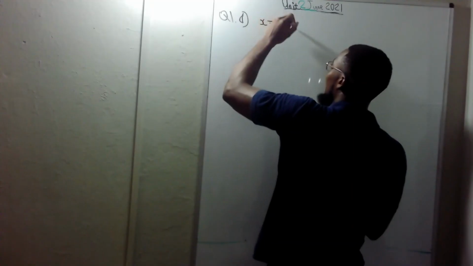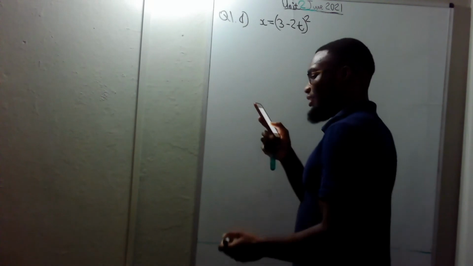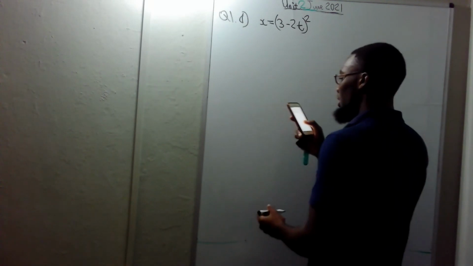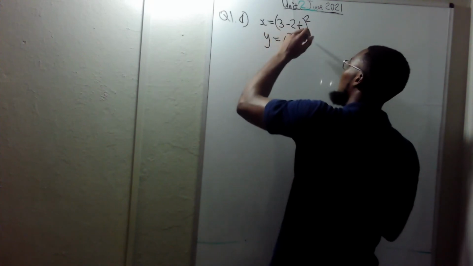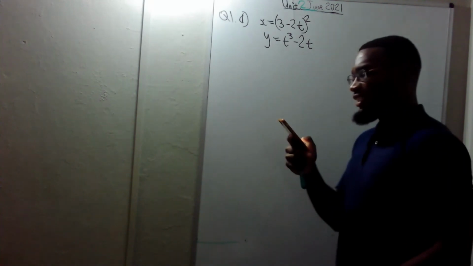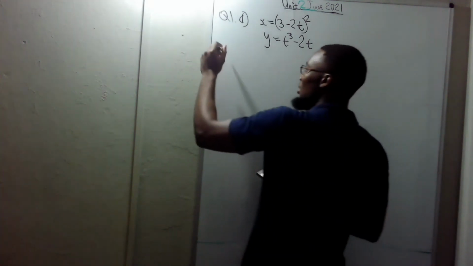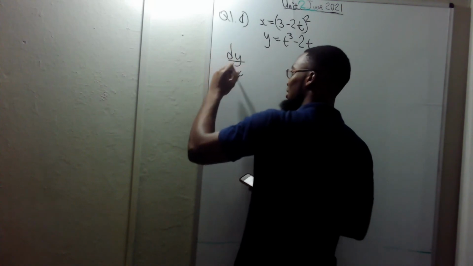Alright, part D, it says a curve is defined parametrically by x equals 3 minus 2t squared. So x is equal to 3 minus 2t squared. And then they tell us that y is equal to t cubed minus 2t. And they say determine the equation of the tangent at t equal 2. So, first thing we need to do is find dy by dx.